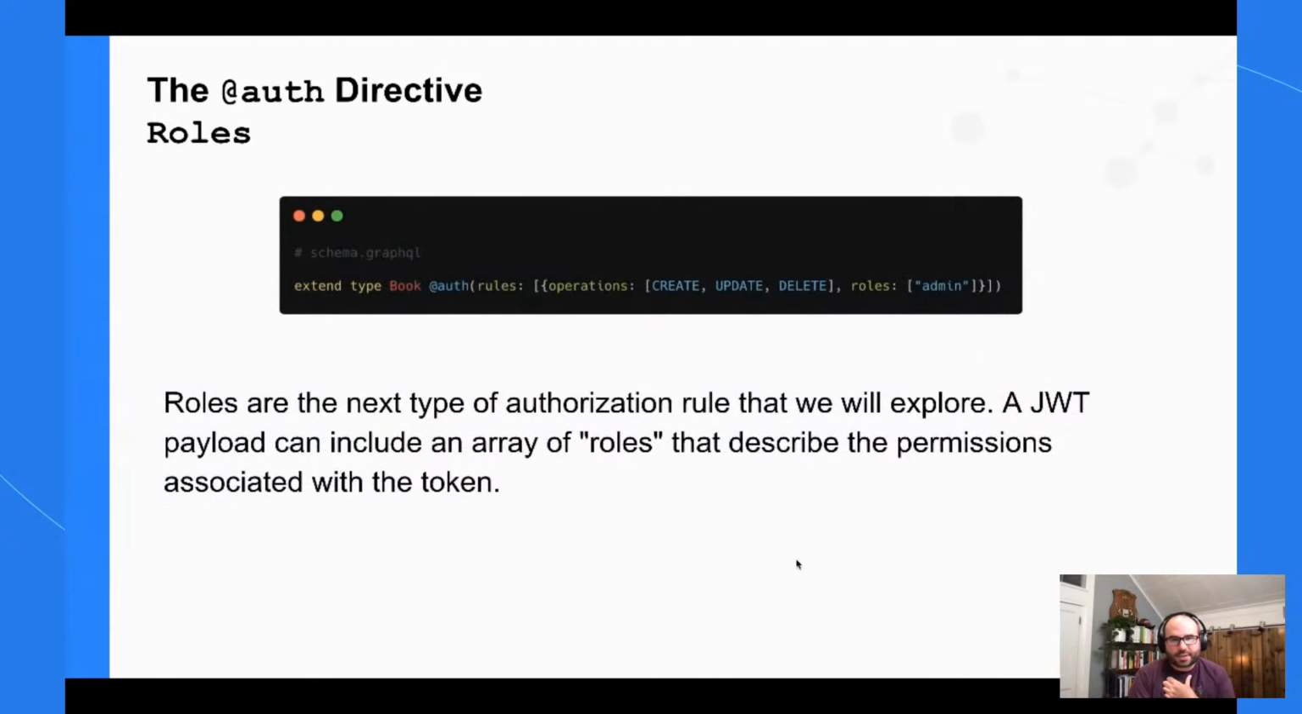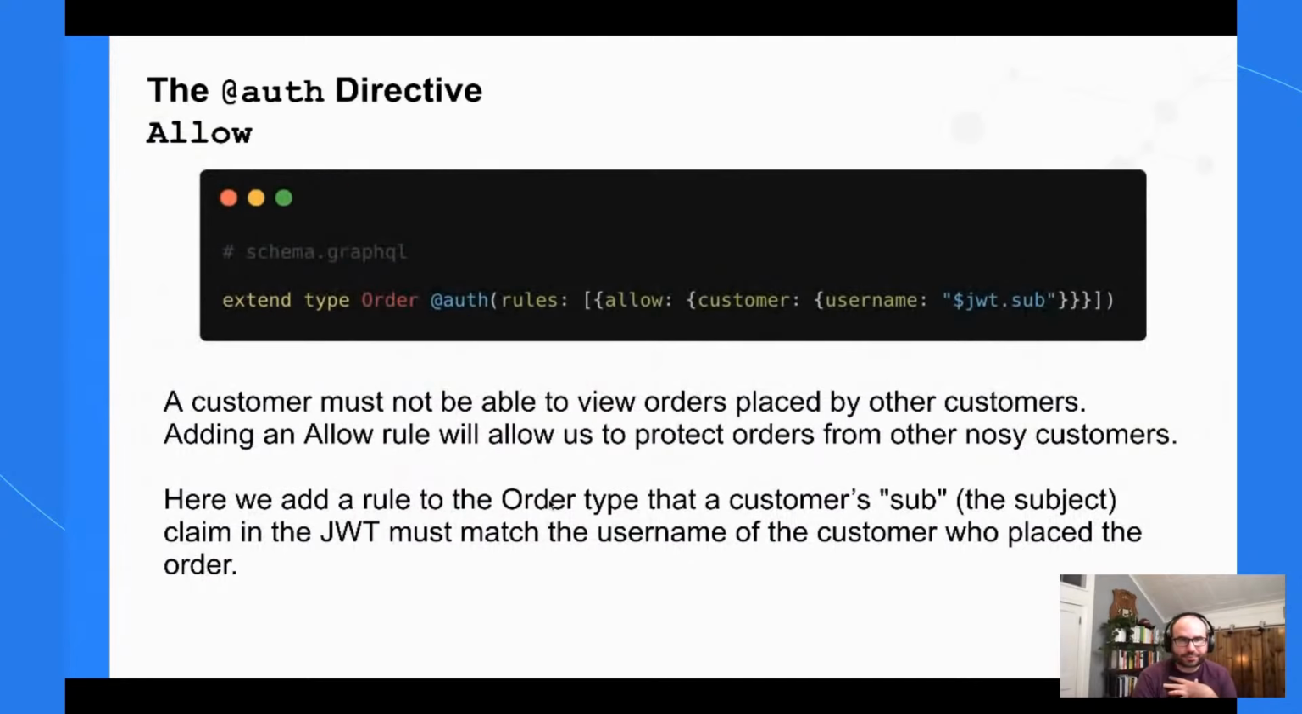Roles. This is the next rule that we can define with the auth directive. And roles allow us to say, in order to do a specific operation or to access certain types or fields, the token needs to have a certain role. So you maybe need to be an admin role or something like that to create or update a new book.